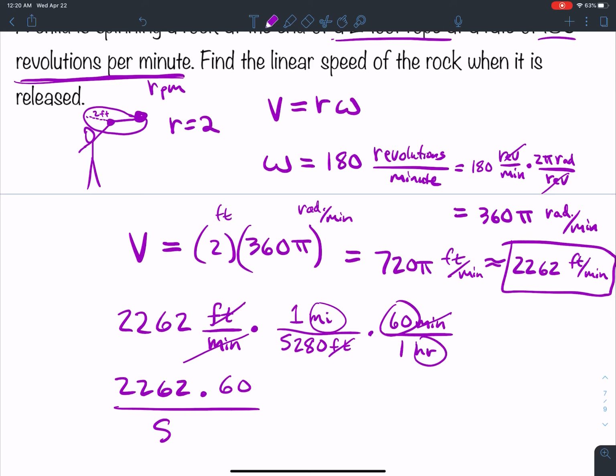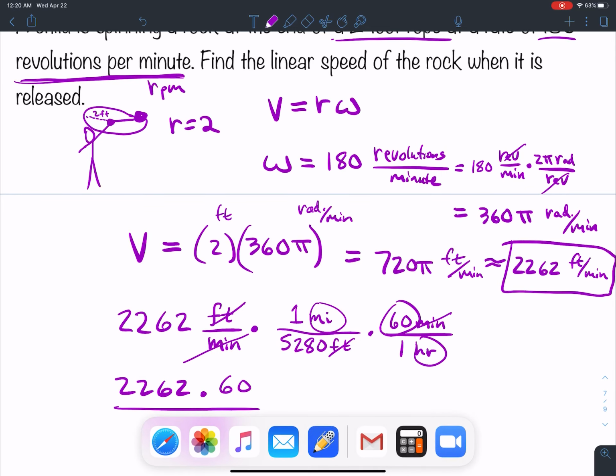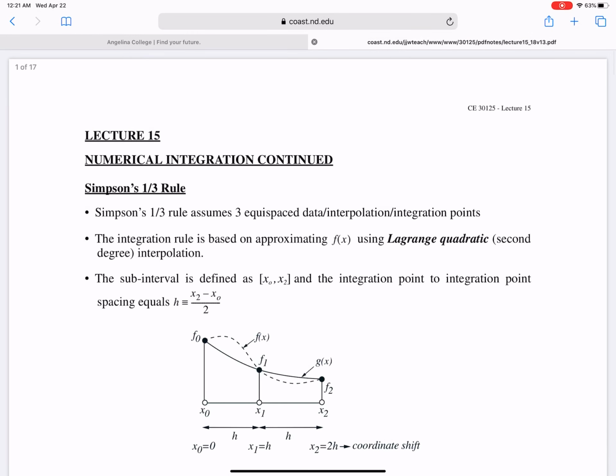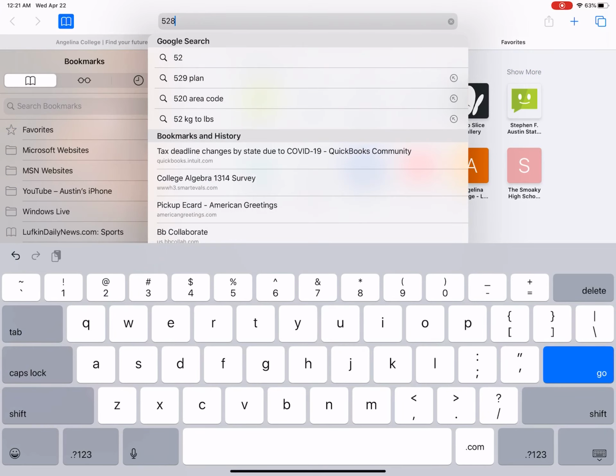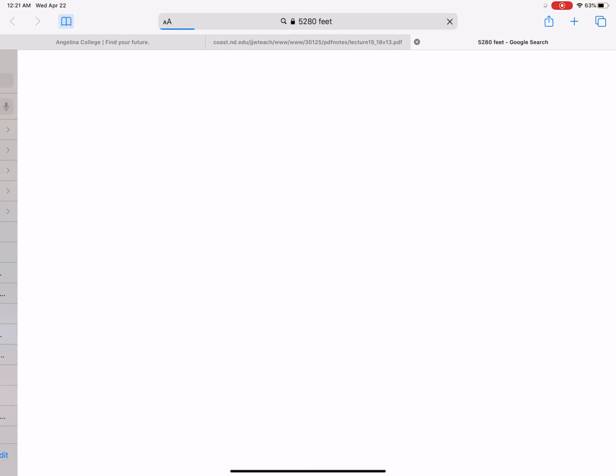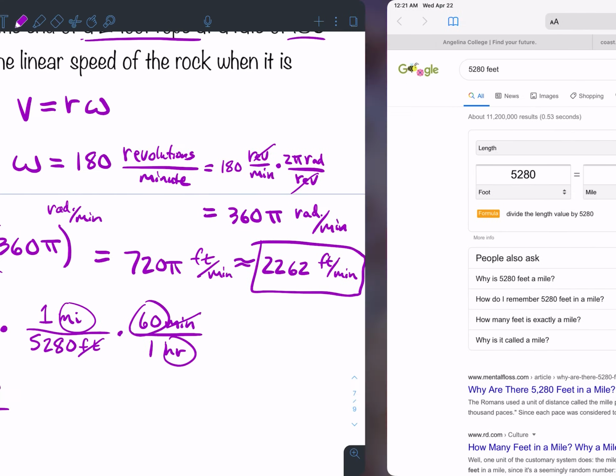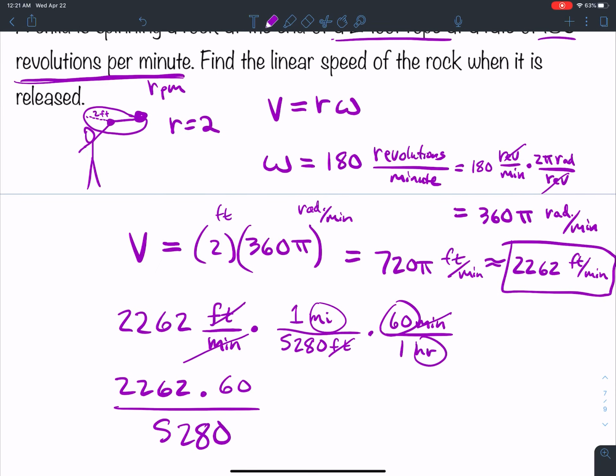Let's make sure that's right. When you don't know what's going on, just Google, right? So let's Google it. 5,280 feet, that's 1 mile. How about that? Okay, so multiply that through. You're going to get 25.7 miles per hour. Okay, so that's not too bad for a little kid throwing 25, 26 miles per hour.